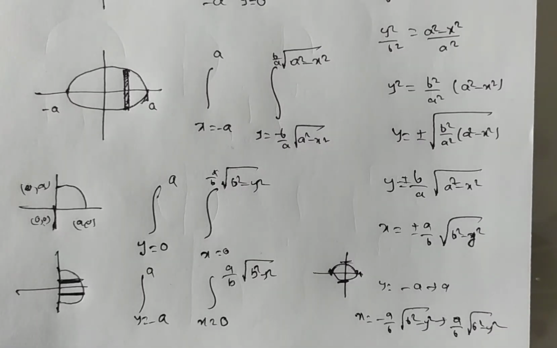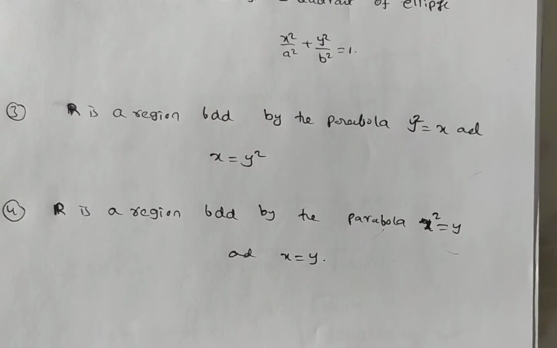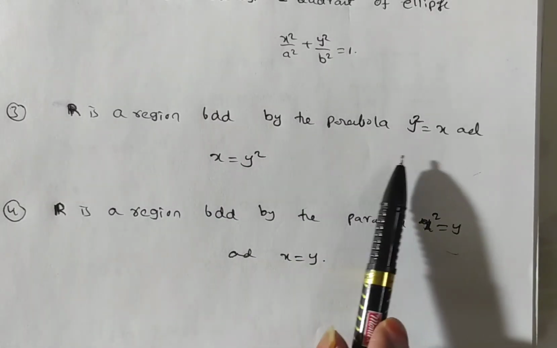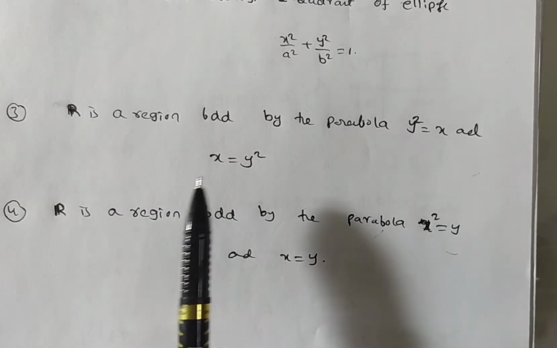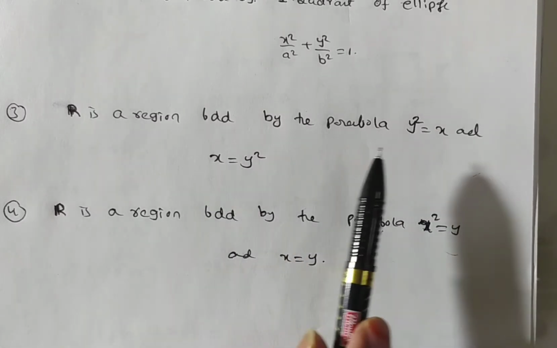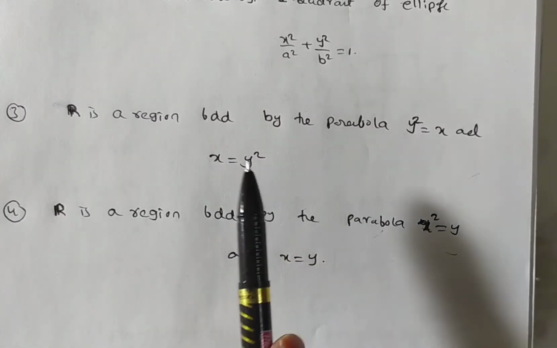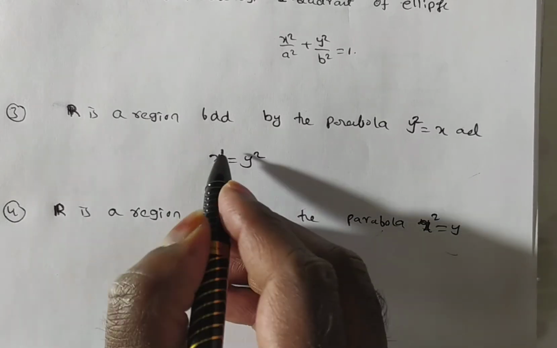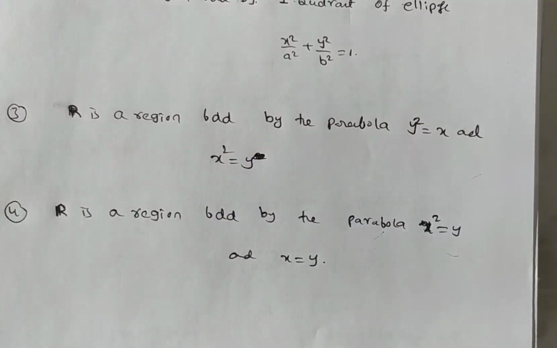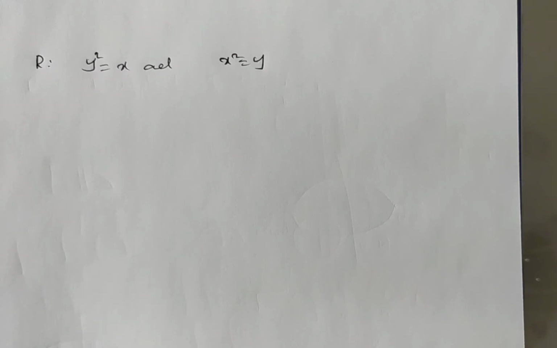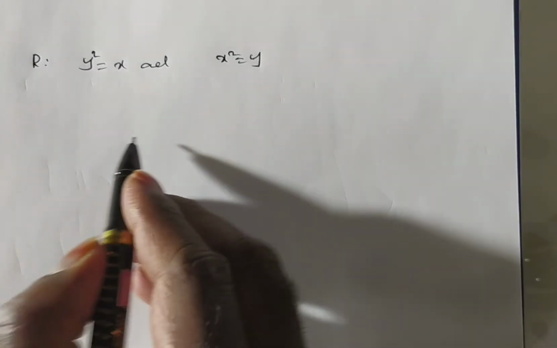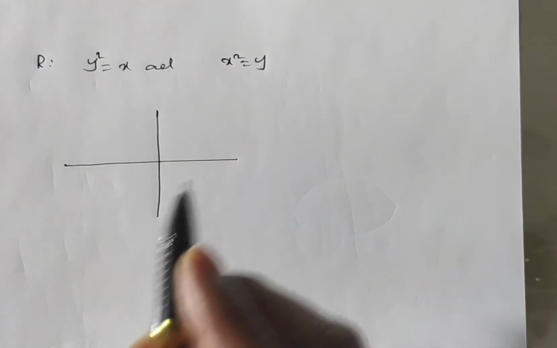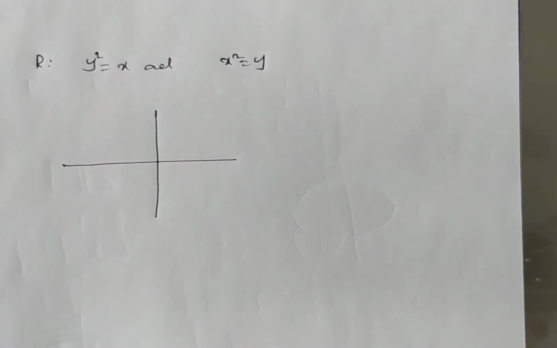Now next one, third problem. R is a region bounded by the parabola y square is equal to x and x square is equal to y. Here you observe degree 2, x is equal to y square. Here x square is equal to y, right? For this, we have to draw the two curves. The first curve is y square is equal to x, which has even powers of y, so it is symmetrical about the x axis.